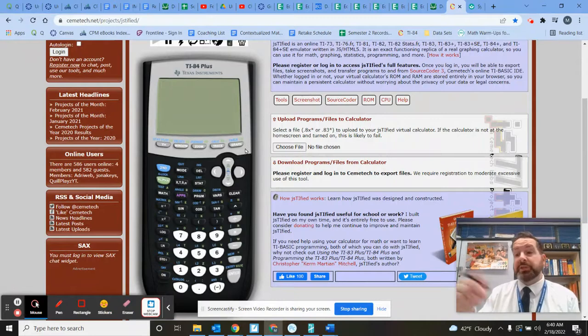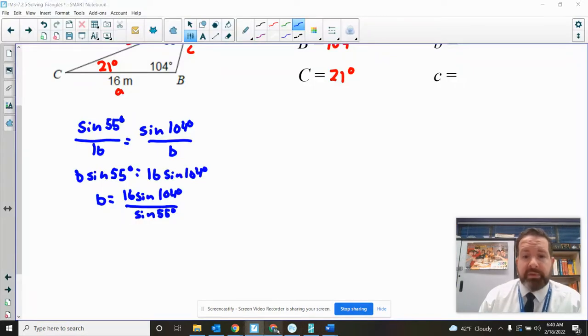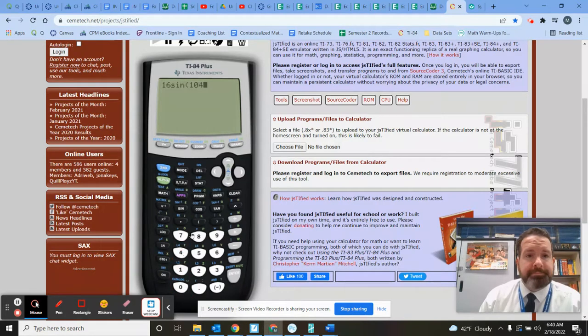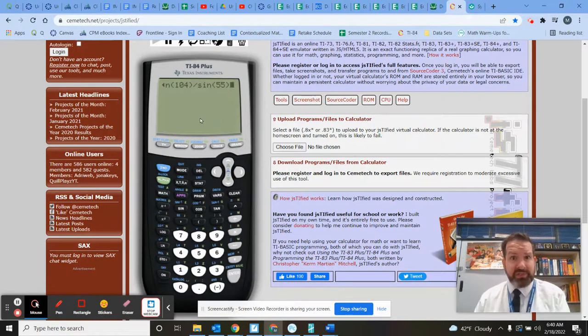I'm going to switch between using the Desmos and the handheld calculator just so we get familiar with using both. So 16 times the sine of 104 degrees divided by the sine of 55 degrees. Do make sure that you close off the parentheses on your sine and cosine functions. Otherwise, your calculator might get a little confused.